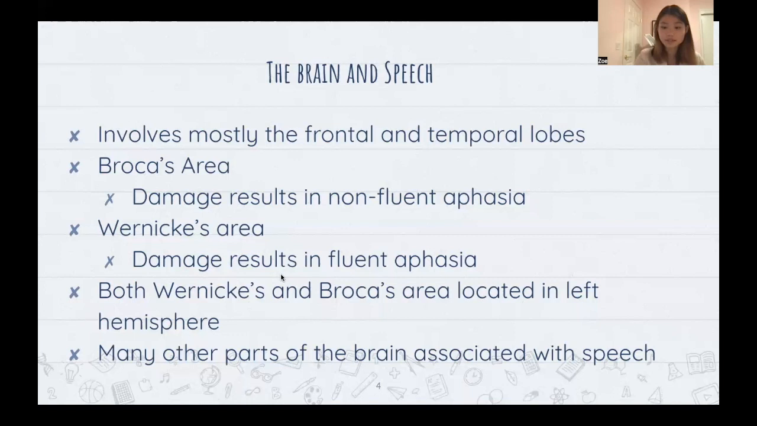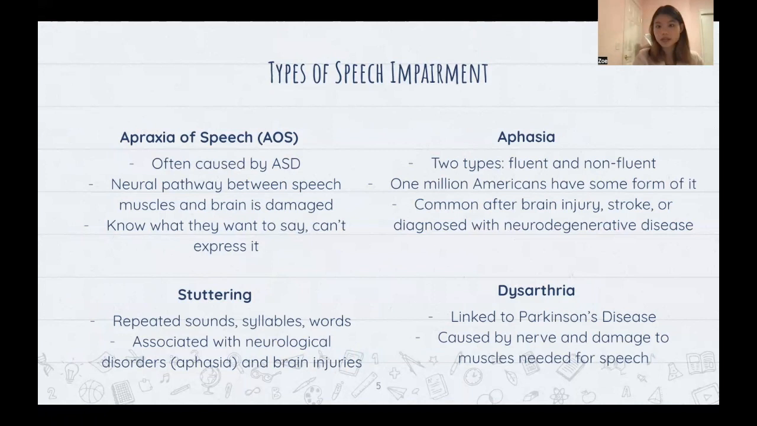So there are actually several types of speech impairment, but I highlighted four of the more common ones. The first is apraxia of speech, which is often caused by autism spectrum disorder. It's when the neural pathway between speech muscles and the brain is damaged. So individuals know what they want to say, but they can't express it.